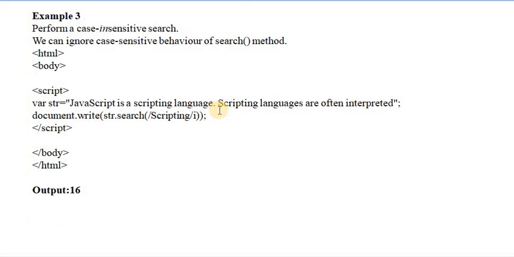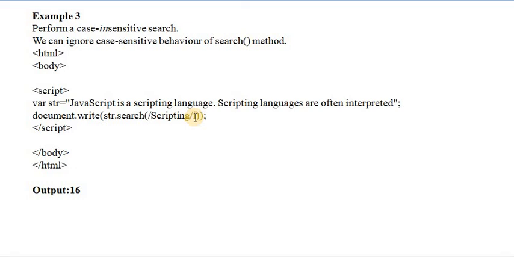Next example is performing a case insensitive search, meaning we can ignore the case sensitive behavior of the search method. In the previous example, we saw that search is a case sensitive method. It returned 36 because scripting is present at two places, the 16th and the 36th. But here I am passing i as a modifier, meaning i is case insensitive.